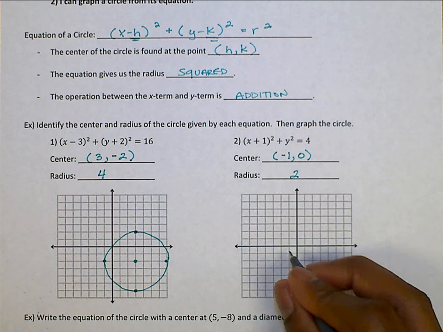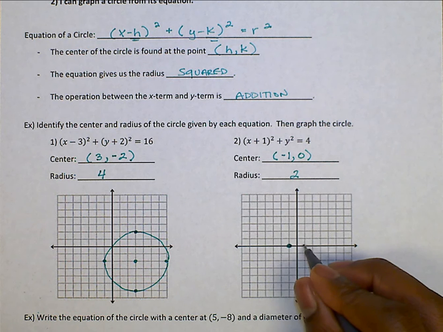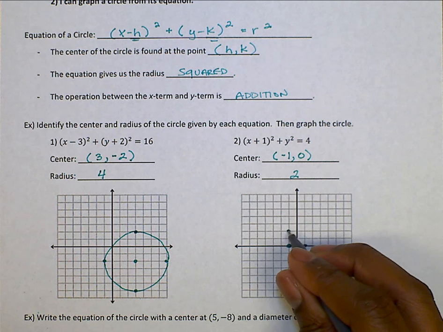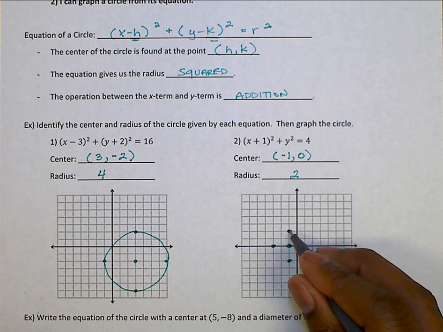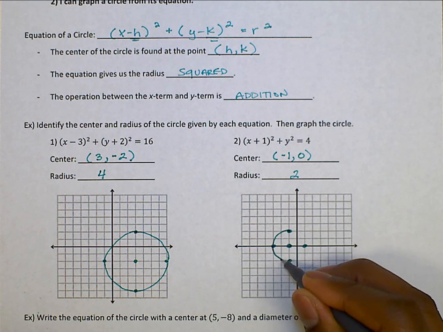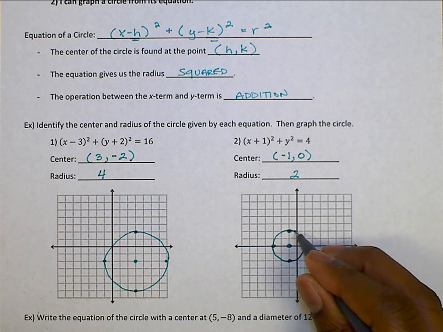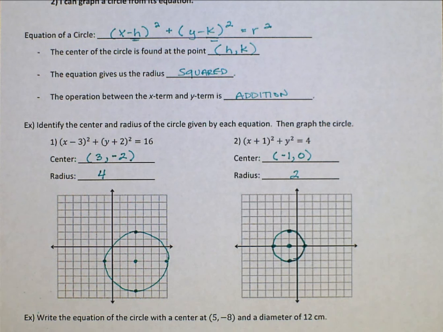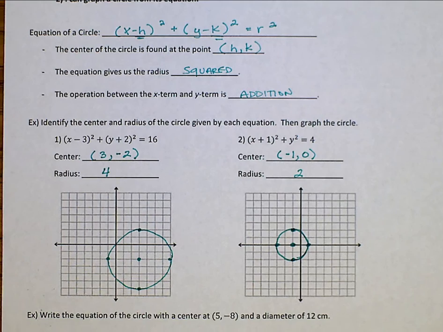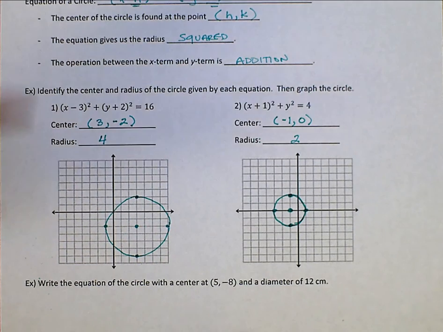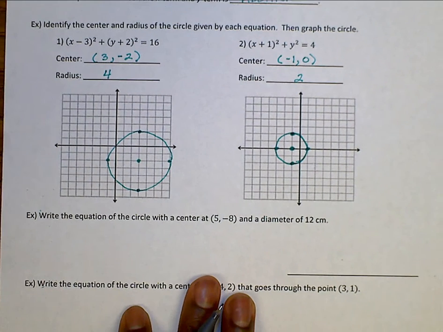And so then we can start here at negative 1, 0, our center. Move over 2, move up 2, over 2, down 2, because that's our radius. And then again, we can just trace that. Not really trace, but you try to make a circle that runs into these points. Okay, so there we have it, graphing circles using their equations. Not very difficult once we are exposed to it.